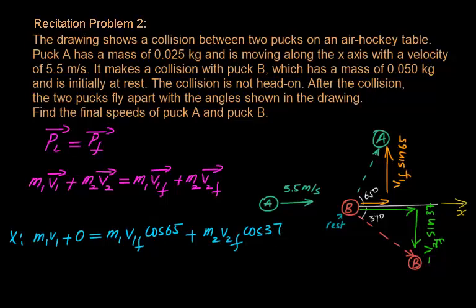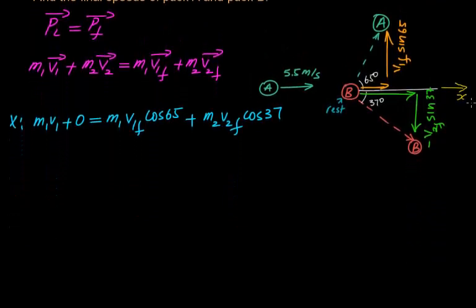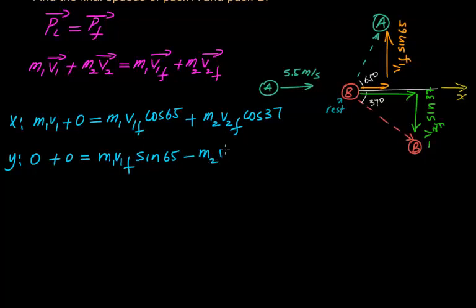However, the Y component is a little bit easier. Why? There is 0 component for M1 V1. There is 0 for M2 V2 because it's not moving. M1 V1 final is the one that is pointing straight up, positive: M1 V1 final sine 65. Notice here that the M2 V2 final is pointing negative: M2 V2 final sine 37.